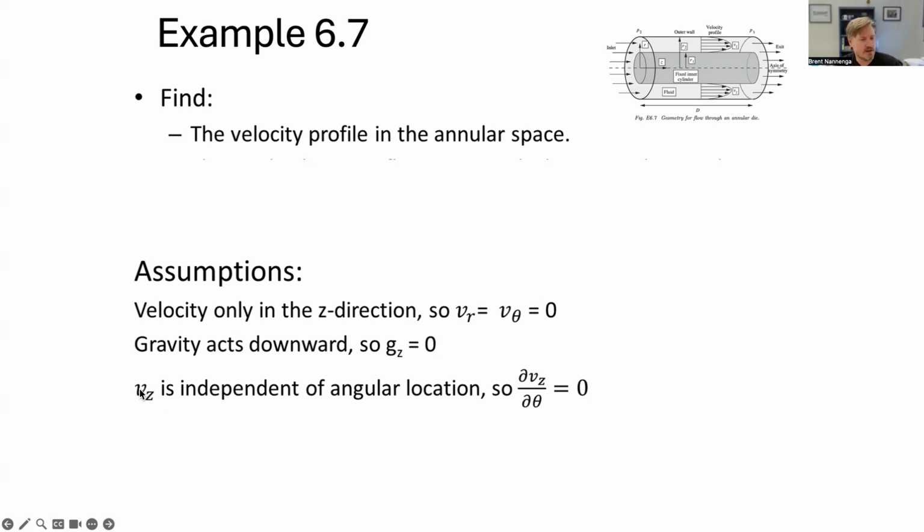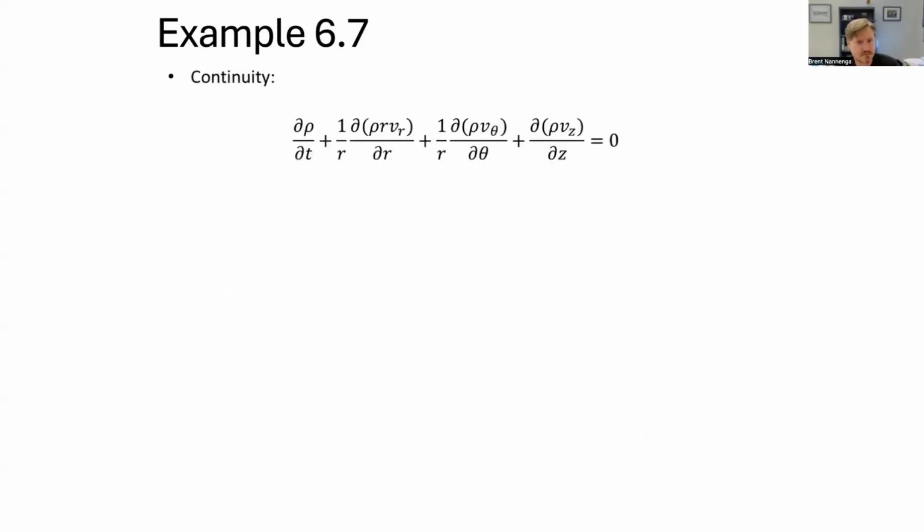And then velocity in the z direction is independent of angular location. So the derivative of velocity in the z direction with respect to theta is equal to 0. Again, there's no velocity gradient around the annulus. If you go around in the angle, every position, as long as it's at the same radius, is going to be the same no matter what the angle is around the pipe. So velocity is not going to change around the pipe. These are the assumptions. You can see they're very similar to the assumptions we had in the last example.